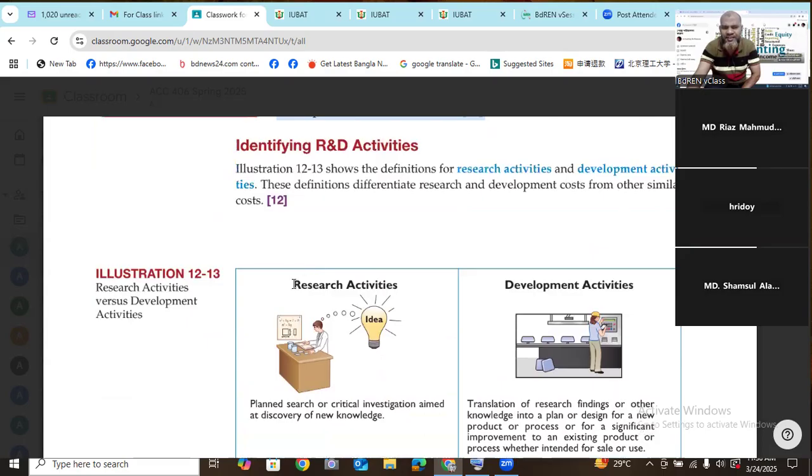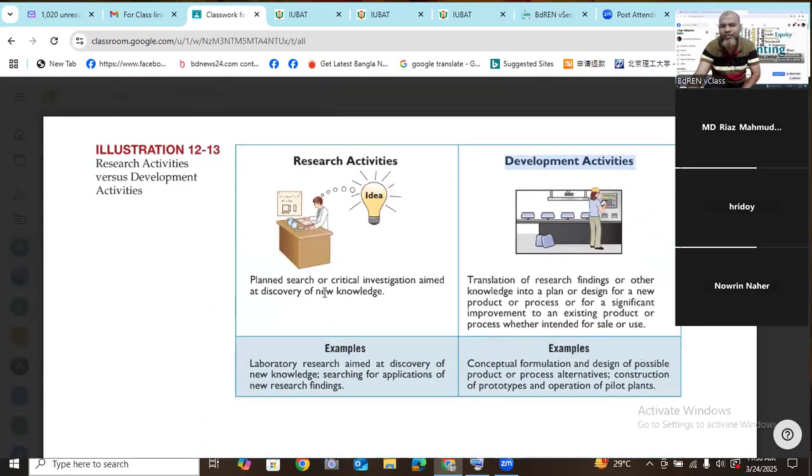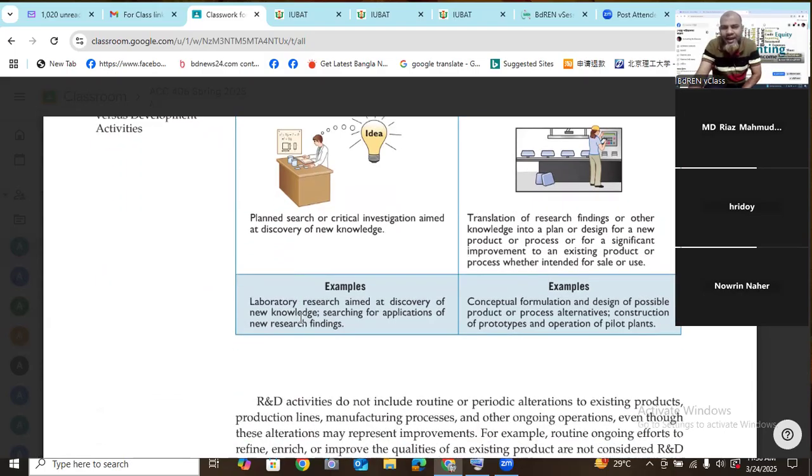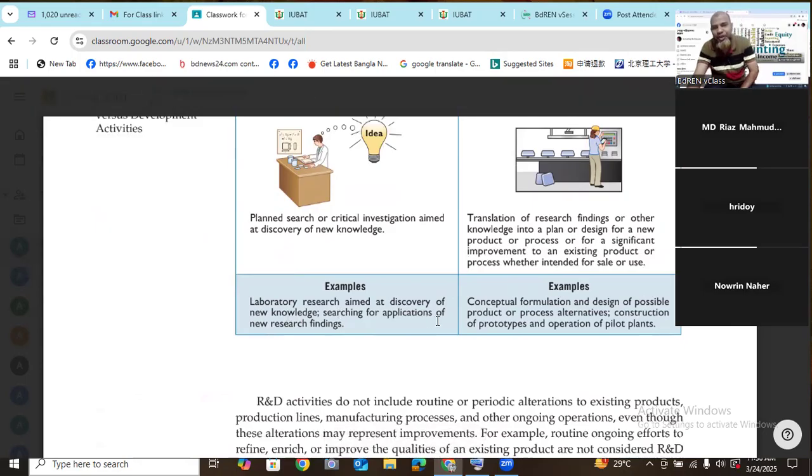One is called research activities, another is development activities. What is research activities? Planned search or critical investigation aimed at discovery of new knowledge. This is planned search, not random search. Examples: laboratory research aimed at discovery of new knowledge, searching for application of new research findings.